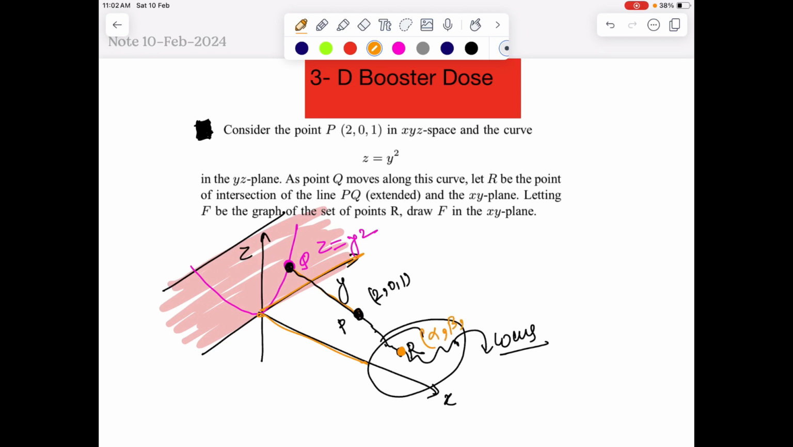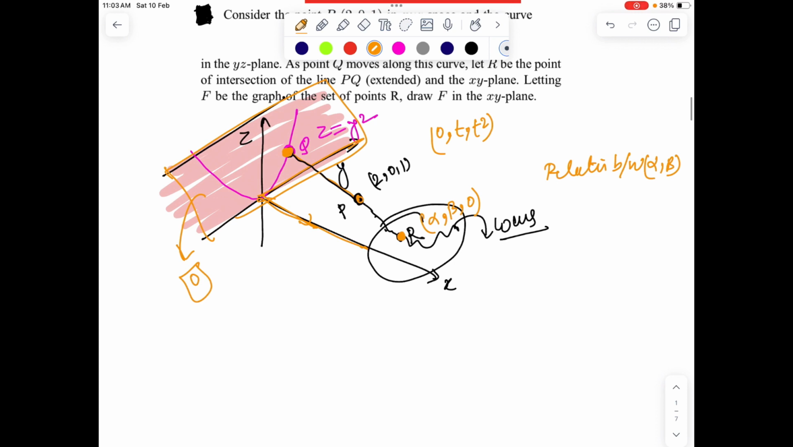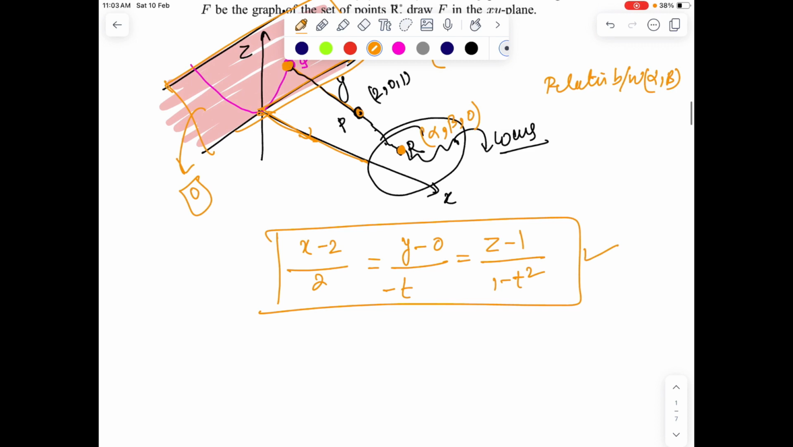So we'll start. Let's say the point R has coordinates alpha, beta and 0. So basically we have to find the locus of this point, so we need a relation between alpha and beta. Now clearly we can take a variable point on the parabola, because on this plane the x coordinate will always be 0, since you are not moving along the x direction. It's the yz plane. So any random point can be written as 0, t, t squared. So point Q is known, P is known, hence we know the equation of the line. That will be x minus 2 over 2 minus 0 equals y minus 0 over 0 minus t equals z minus 1 over 1 minus t squared.